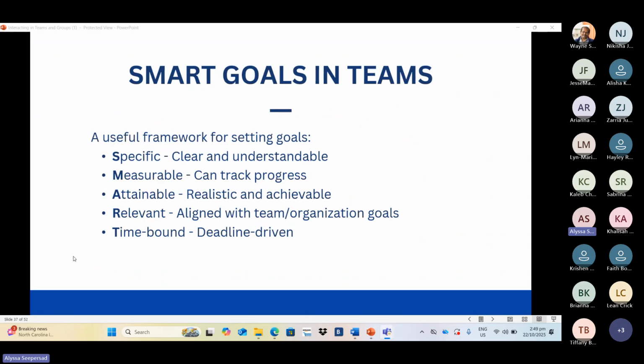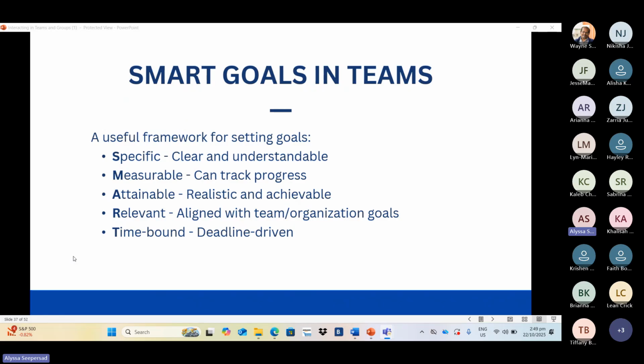SMART goals and teams. So, not the literal word smart, but SMART goals is a useful framework for setting goals. Each letter represents something different. S, specific: clear and understandable. M, measurable: can track progress. Then we have attainable: realistic and achievable. Relevant: aligned with team or organization goals. And then time bound, which is deadline driven.